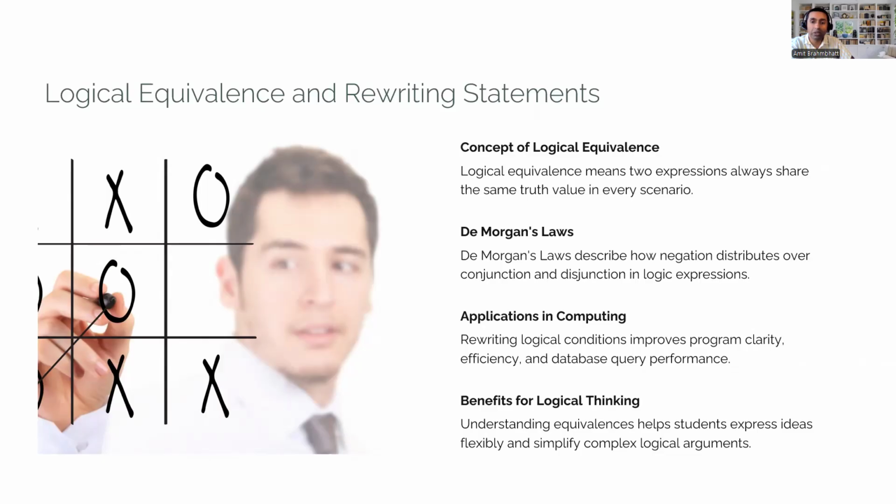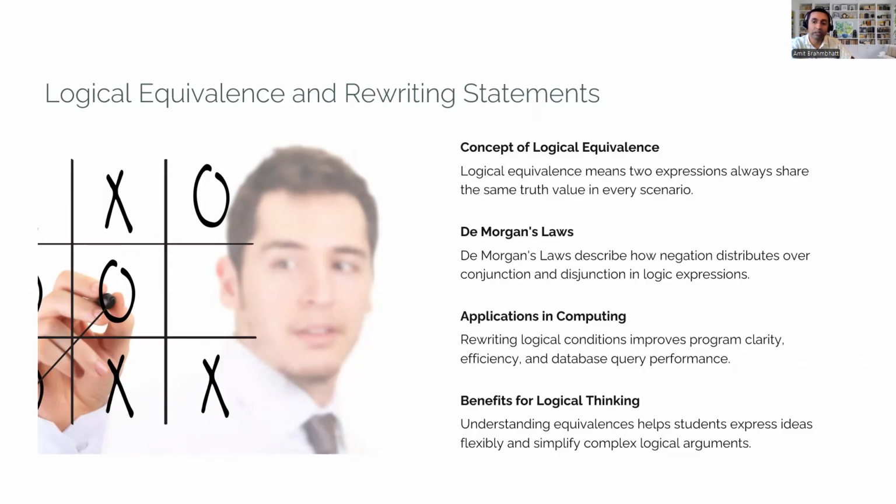One classic example is the equivalence between the implication P implies Q and the expression not P or Q. Although these statements look different, a truth table shows that they match in every possible case. Recognizing such equivalence allows students to simplify complex logical expressions and better understand their meaning.